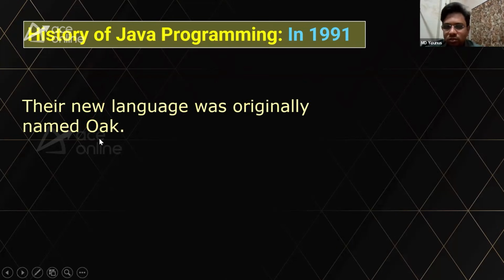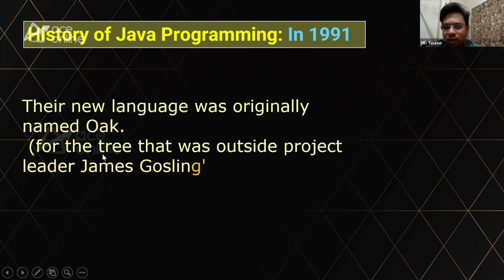There are many reasons why it was called Oak, but the main reason we generally find in a lot of places, even in interviews with James Gosling, is that there was a tree outside the project leader James Gosling's window, and he used to look at that tree while developing this language and think a lot. So he wanted to name it Oak. This is one reason. It looks funny, but maybe it's true.